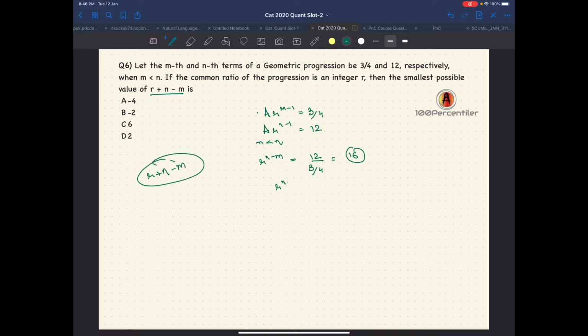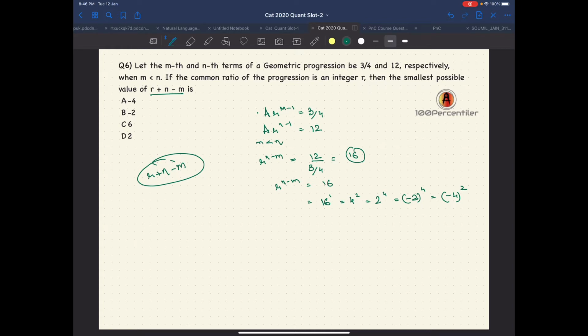Now r raised to power n minus m is 16. Therefore this can be written as 16 raised to power 1/4, which is 2. Minus 2 raised to power 4 minus 4 raised to power 2, and that's it. We cannot write it as minus 16 raised to power 1/4. That will make it minus 16.